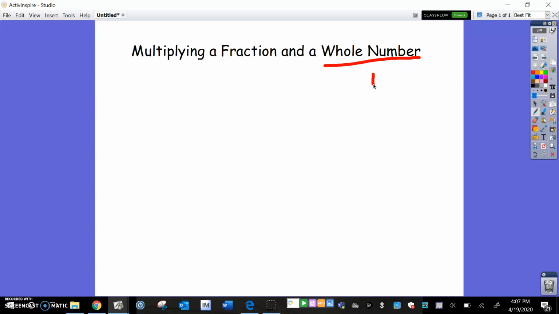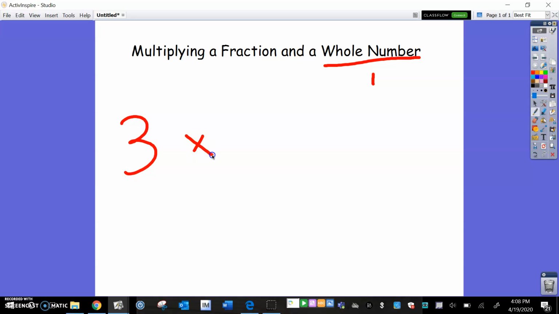So I'm going to go through a couple problems, and then I'm going to have some examples for you guys to do, and then you'll do them on your own, and then I'll put the answers up so you can check your work. So when we have our multiplying fractions, or our fraction and whole number, here's our first example.